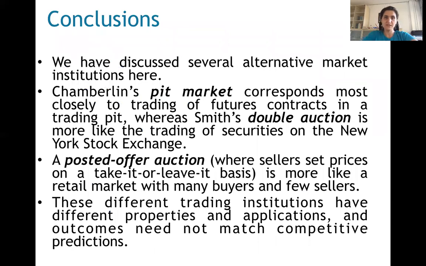We have discussed several alternative market institutions here. Chamberlain's pit market corresponds most closely to the trading of futures contracts in a trading pit, whereas Smith's double auction is more like the trading of securities on the New York Stock Exchange. A posted offer auction, where sellers set prices on a take it or leave it basis, is more like a retail market with many buyers and few sellers. These different trading institutions have different properties and applications, and outcomes need not match competitive predictions. The double auction environment satisfies the equilibrium prediction most of the time.